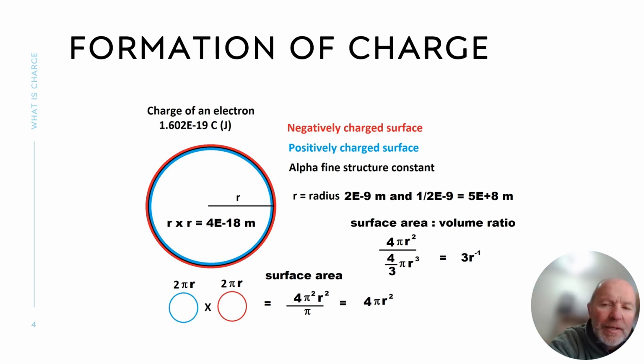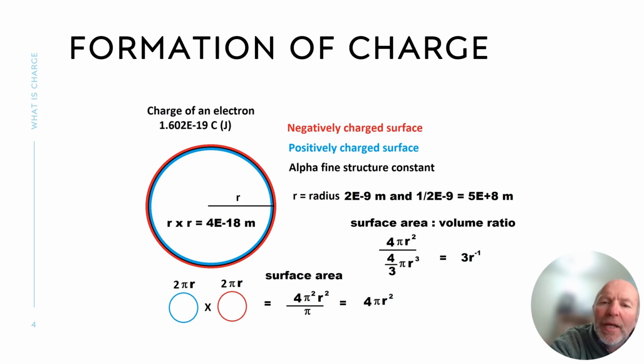That's coming from a dark matter process, which I won't allude to here. The surface area in relation to the charge of the electron relates to the diameter of the electron being 4e to the negative 18 of a meter, so the radius being 2e to the negative 9 of a meter, and the inversion of that, or the reciprocal of 1 over 2e to the negative 9, equals 5e to the plus 8.